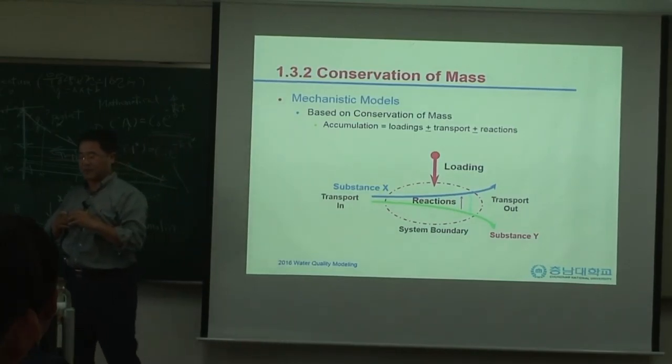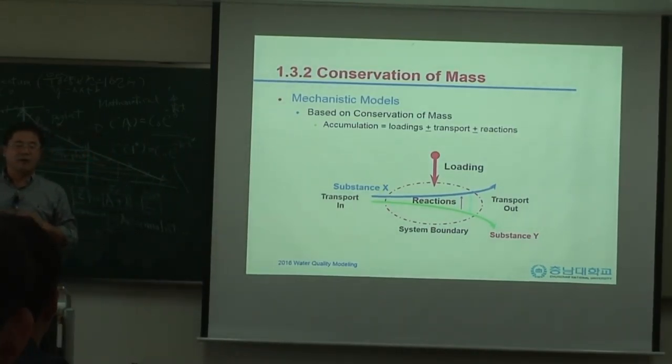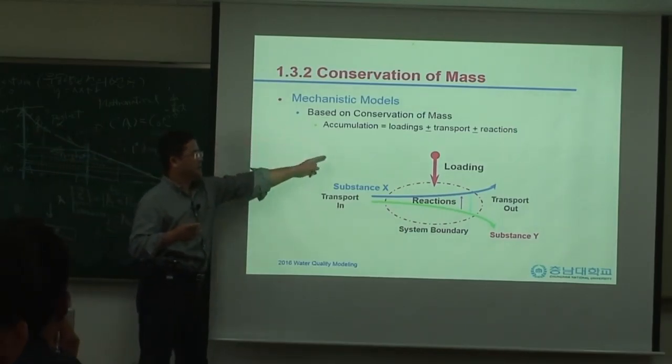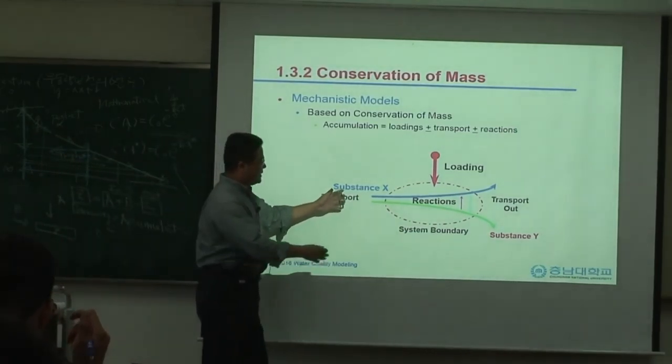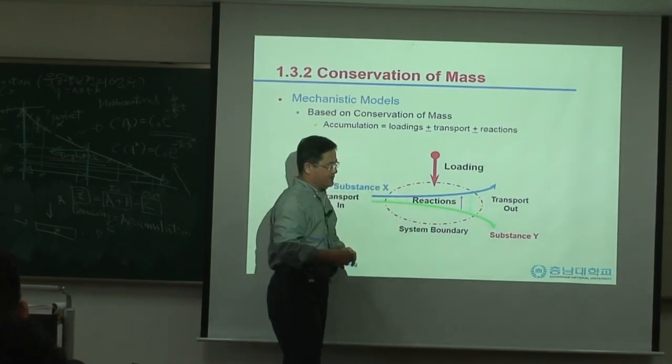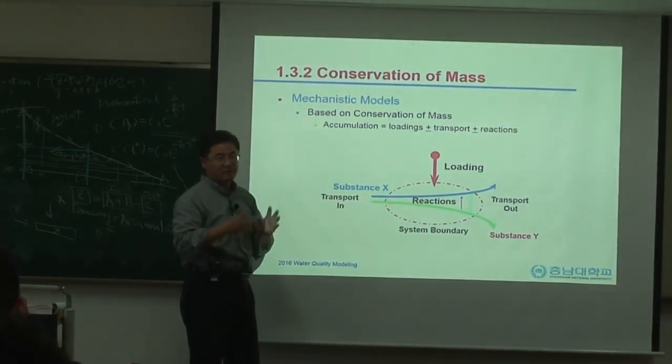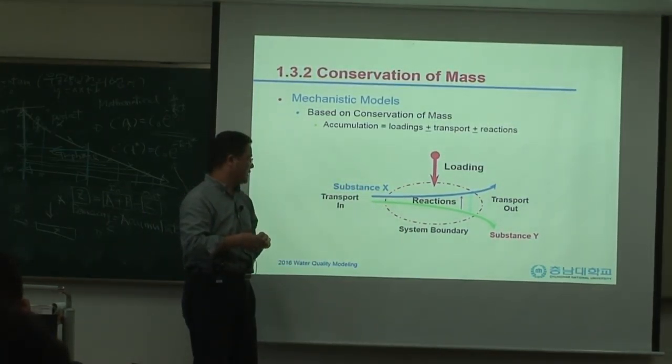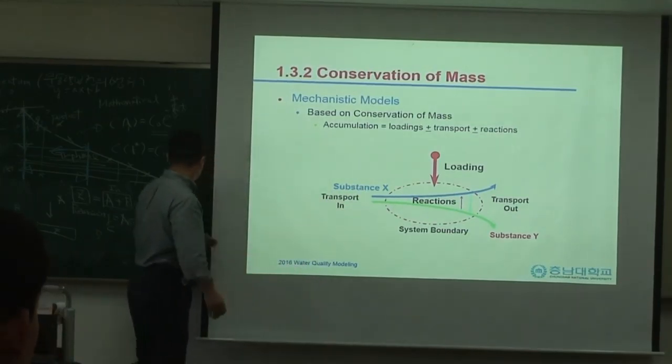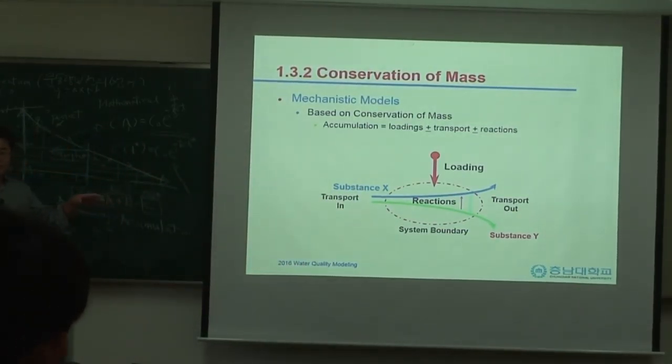So this is the most important principle of our modeling. If you understand this one, you understood about 90% of modeling, and then you can get it going. Very much important. But the basic idea is how much is coming in, how much is going out.